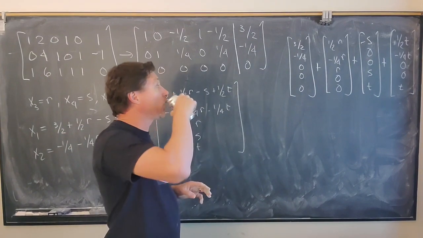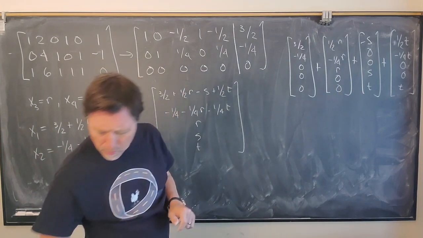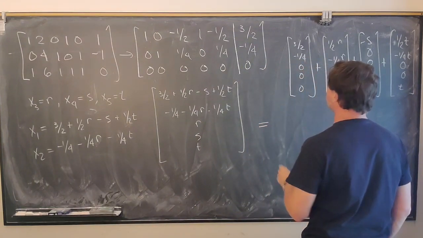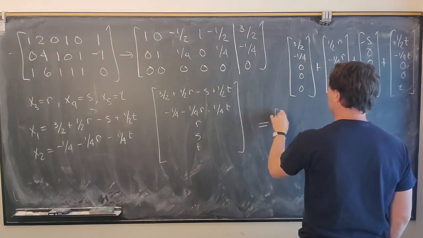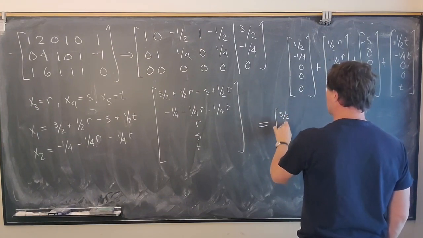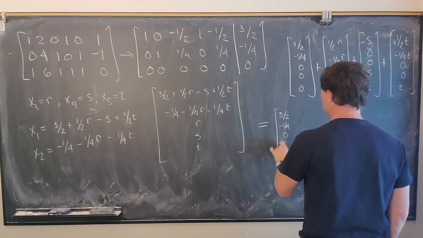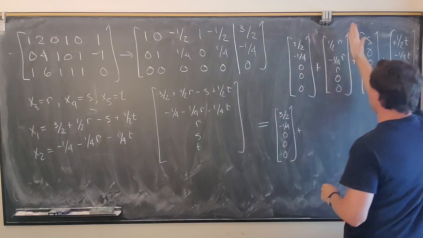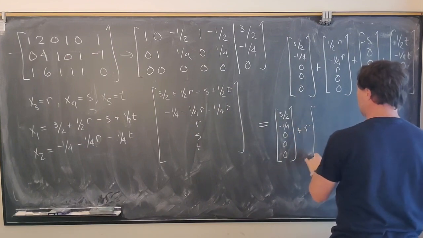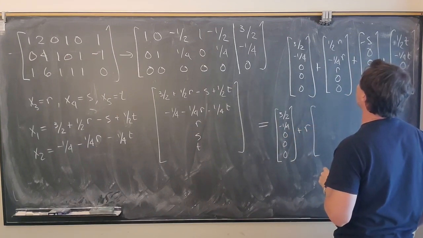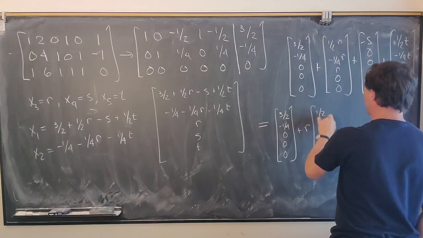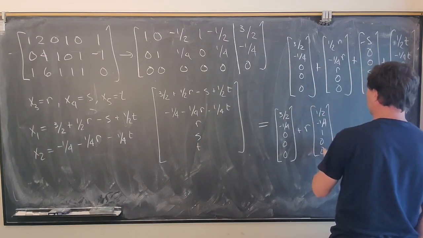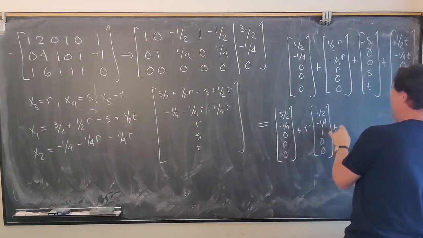Okay, now I'm not quite done. Let me take this one step further. So this is equal to 3 halves, minus 1/4, 0, 0, 0. Plus, now I'm going to pull the r out of this first vector. So this will be an r times, and you've seen me do this before, pull the parameters out: 1/2, minus 1/4, 1, 0, 0. Plus, now I'm going to pull the s out of the next piece.